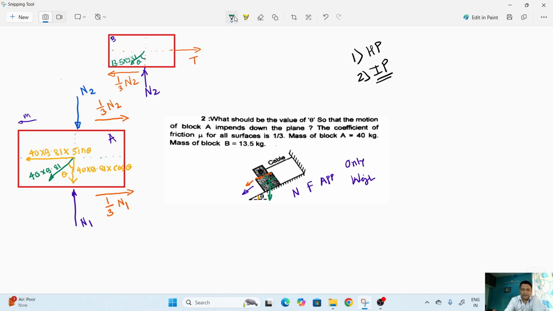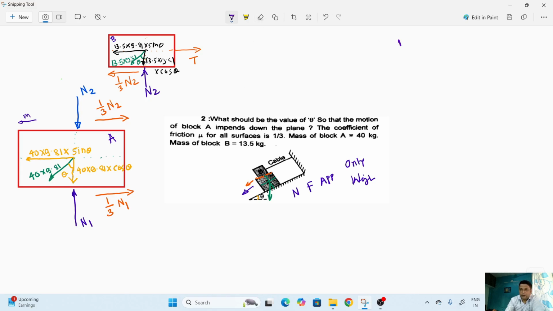So simply we can write the x and y components of this. This is the x component and this is the y component projected downward. So it is 13.5 into 9.81 into sine theta. Remember, it is not cos theta, it is sine theta. And the y component's value is 13.5 into 9.81 into cos theta. This way we can draw the FBD for block A and block B.